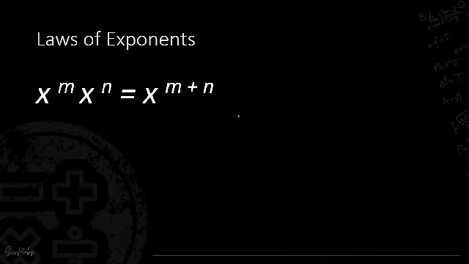Okay, next law. So we have multiplication of similar variable or similar number. So in this case, we have similar base. So we will multiply the similar base by adding the exponent. So the exponent will be added. So that will be m plus n.